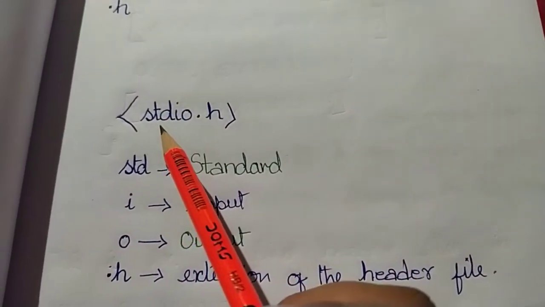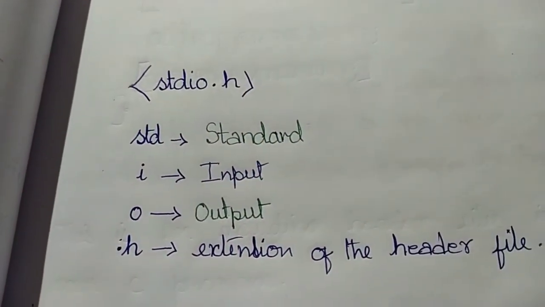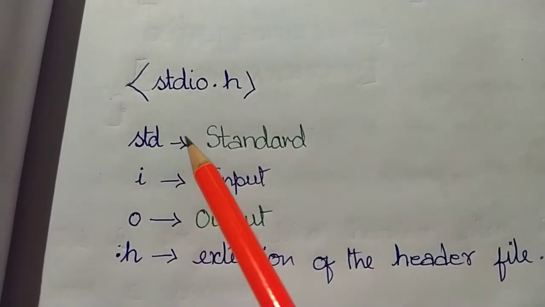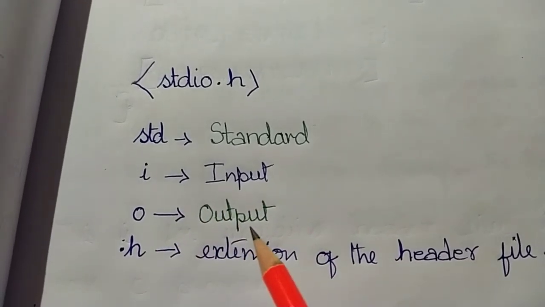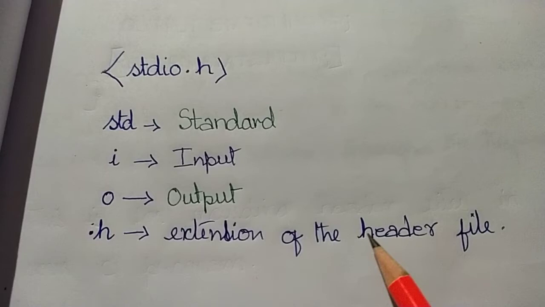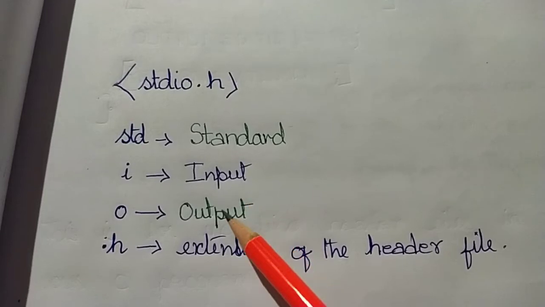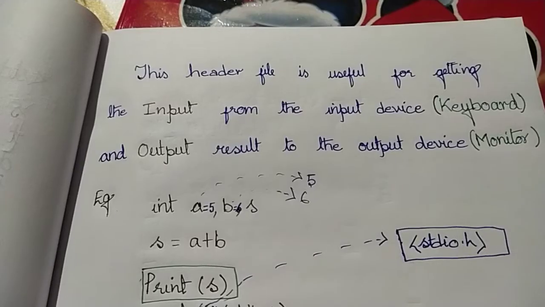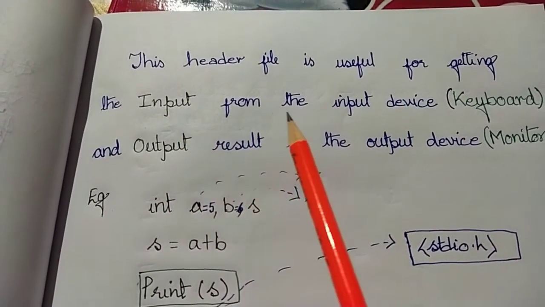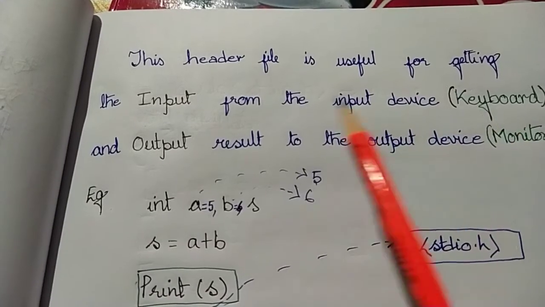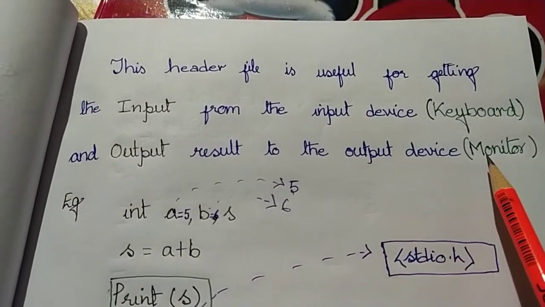And then after #include, I mentioned that we have stdio.h. So what is the meaning of stdio.h? STD stands for standard, I stands for input, O stands for output, and .h is the extension of the header file. So stdio.h stands for standard input output header file. And this header file is useful for getting the input from the input device or the keyboard and the output result to display in the output device or the monitor.